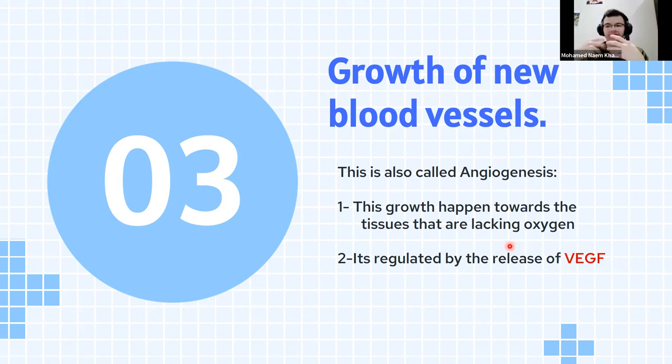It basically makes the thing grow. And here we're talking about vascular endothelium. So vascular endothelium cells are going to grow because of that factor, okay? That is released from what? The injured cells, the injured tissue, because it has no oxygen, okay?